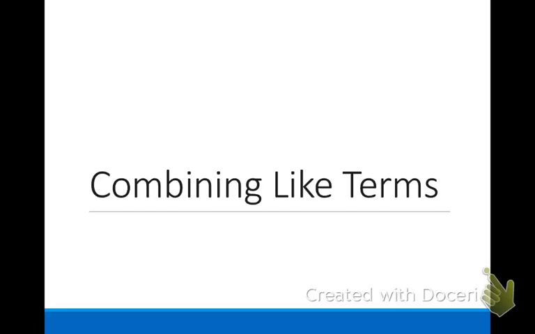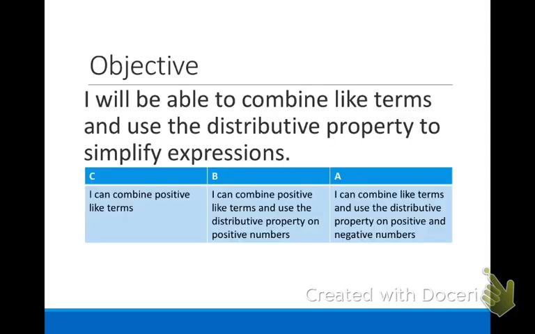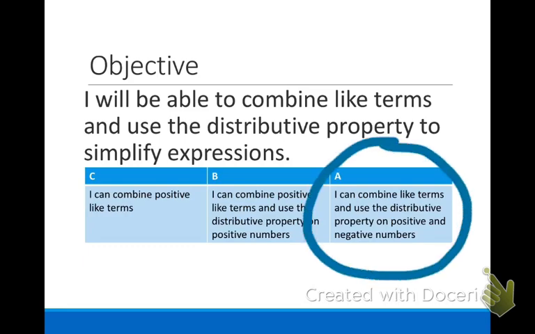Okay, so now that we have some vocab down, let's go ahead and get into what this looks like when we're actually using these. So first off, our objective is that I will be able to combine like terms and use the distributive property to simplify expressions. And we want to be at that A level by the end of class, which adds in, we can do these with positive and negative numbers, so both positives and negatives.